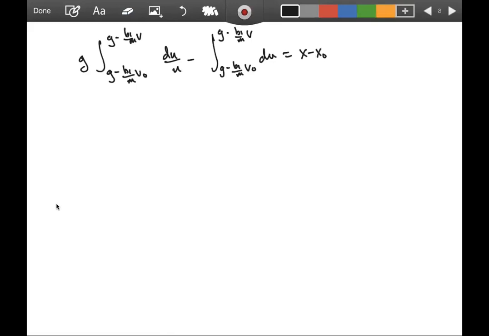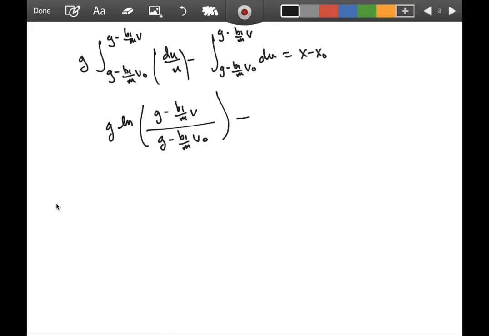This side is simply the natural log, so I get a g natural log of g minus b1 over m v, divided by g minus b1 over m v0, minus, in this case, an integral of du, which is simply u evaluated from here to here. So my g's here are simply going to cancel. Let's leave it this way for now. I get a minus, another minus, that gives me a plus, b1 over m, and I get a v minus v initial, all equal to x minus x initial.